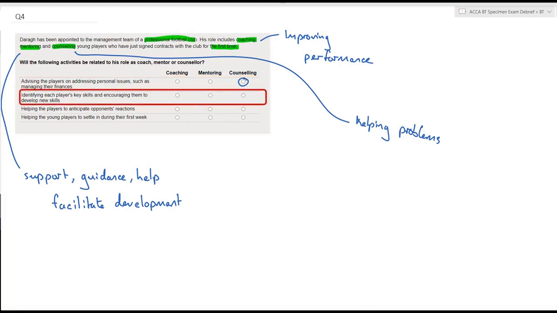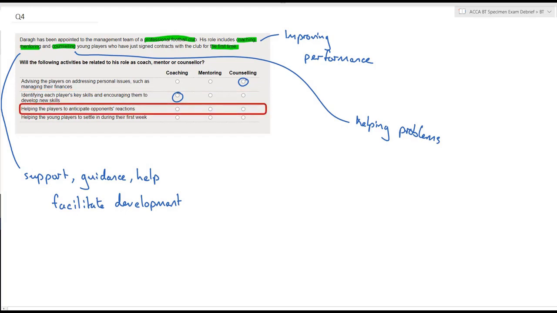Identifying each player's key skills and encouraging them to develop new skills. Well, I've got to read a little bit into that, I think. And I really think that's around their role as a footballer. And that to me is definitely looking at improving their performance. So I'll say coaching for the second one.